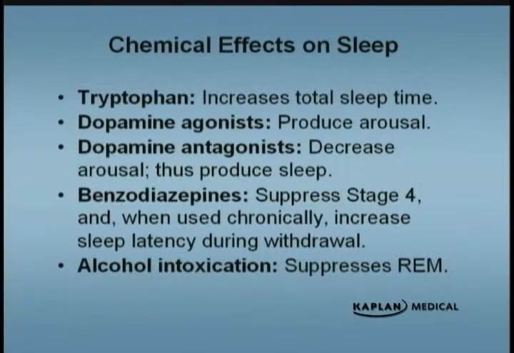For example, tryptophan is a precursor of serotonin. So by giving the patient tryptophan, as is found in milk or turkey, what should happen? Patients will fall asleep faster and they'll sleep for longer periods of time. Dopamine agonists like bromocriptine, since we are producing the arousal, patients will tend to sleep less. If you were to take dopamine antagonists like haloperidol, what happens? The patients do not have that dopamine action, the patients do not have that arousal, so therefore the patients will be sleeping more.